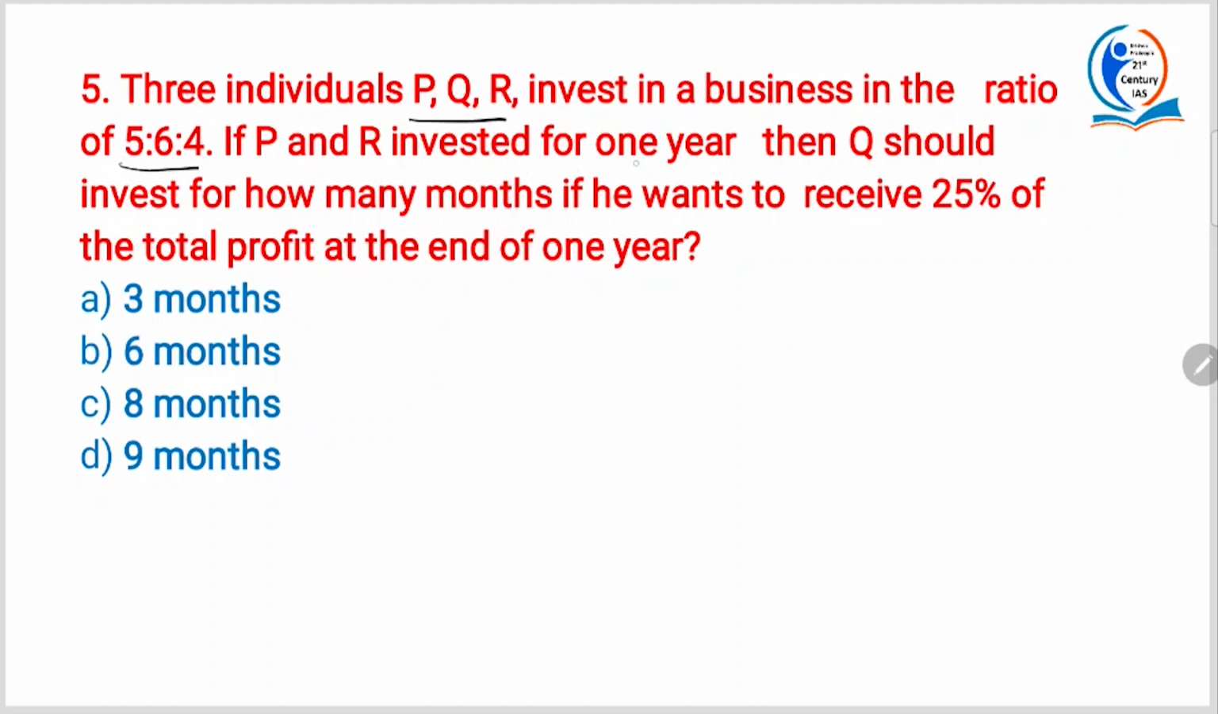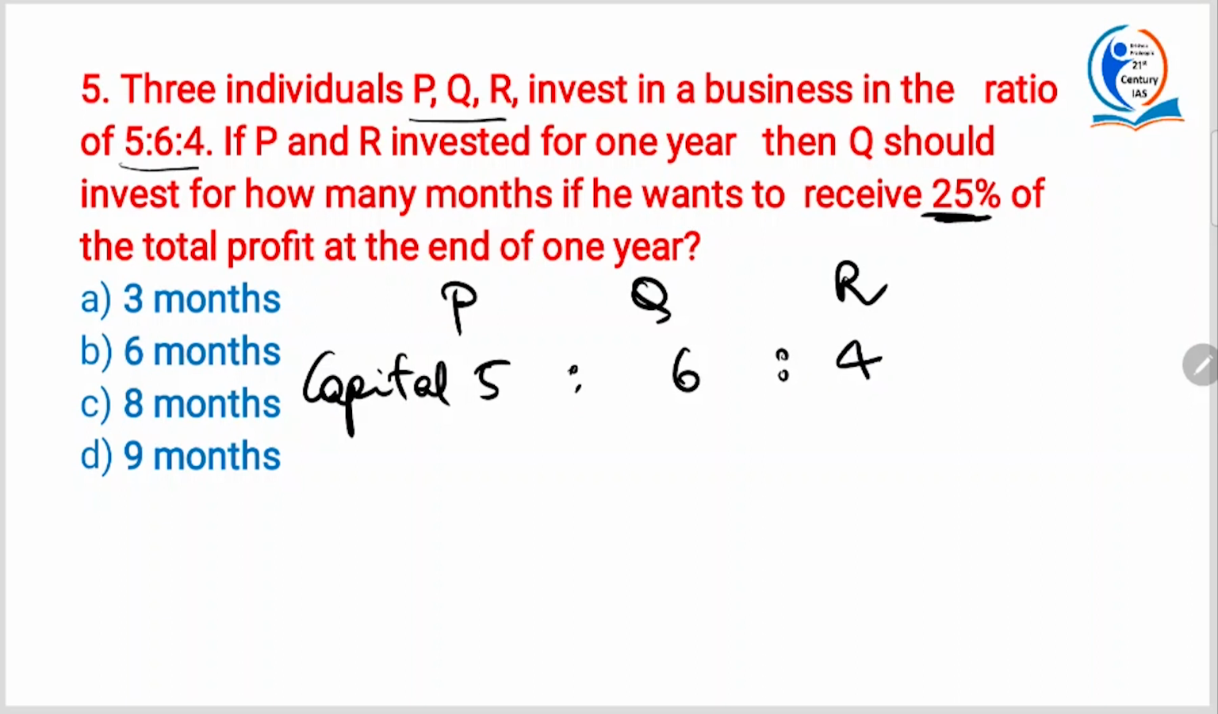Three individuals, P, Q, and R, invest in a business in the ratio 5:6:4. If P and R invested for 1 year, then Q should invest for how many months if he wants to receive 25% of the total profit at the end of 1 year? Alright, this is a simple question. P, Q, R are there. What is the ratio of their capitals? 5:6:4.